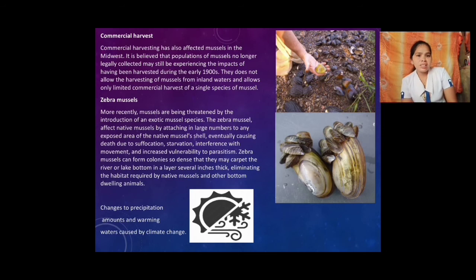Next is changes to precipitation amounts and warming water caused by climate change.